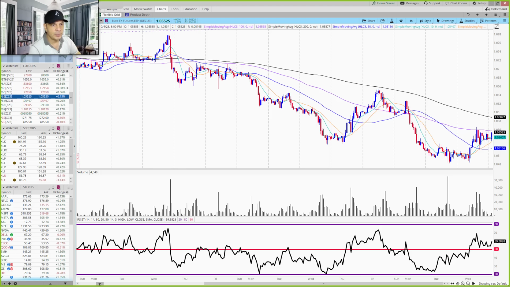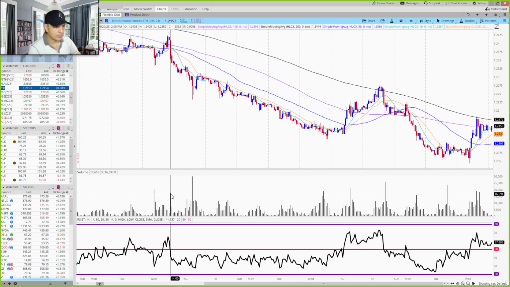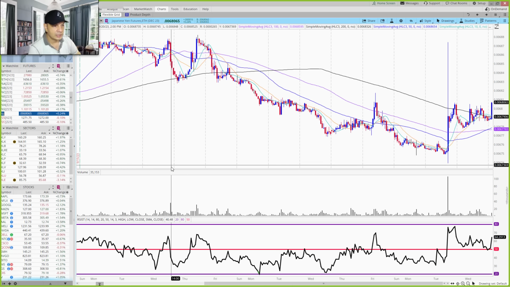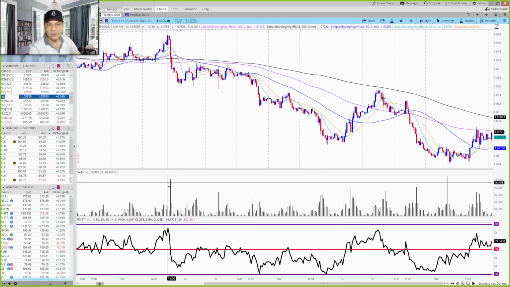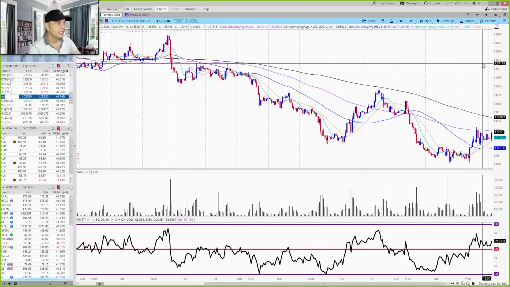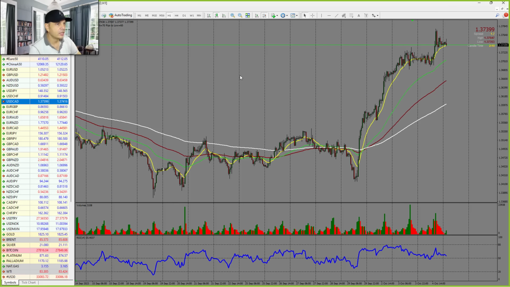Now let's look at the British pound. The British pound has big volume as well compared to the average volume. Let's look at the Japanese yen. Look, big volume compared to the average volume. Okay, so we don't really need the exact amount of volume, but volume that stands out from the crowd. Now let's take a look at how to manage this trade.